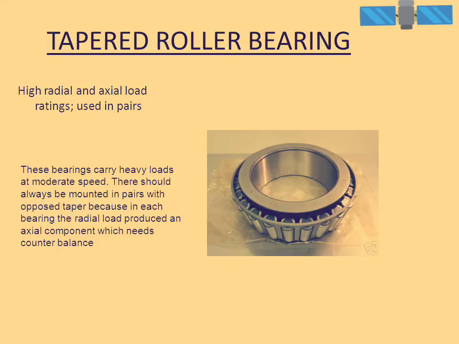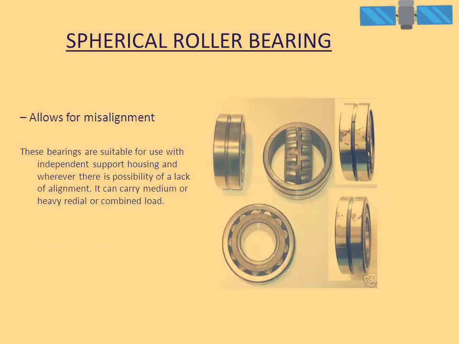Tapered roller bearing. High radial and axial load ratings, used in pairs. These bearings carry heavy loads at moderate speed. They should always be mounted in pairs with opposed taper because in each bearing the radial load produces an axial component which needs counterbalance. Spherical roller bearing allows for misalignment.